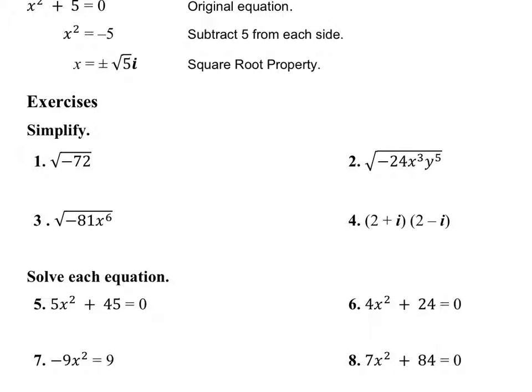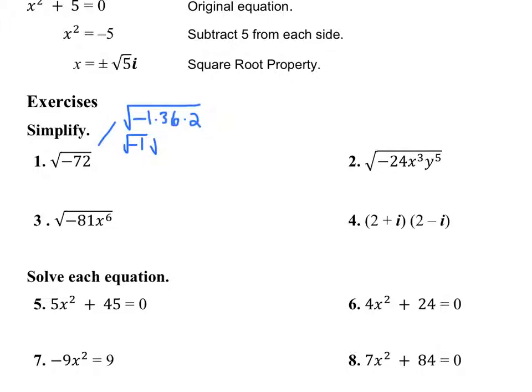But for 72, 36 is a perfect square that divides evenly into 72. So I'm going to break up 72 into -1 times 36 times 2. It's still negative 72. And now that property where you're multiplying under the square root, you can break it up into the square root of each piece as long as at least one of them is positive. And if you have two negatives, you have to be careful.